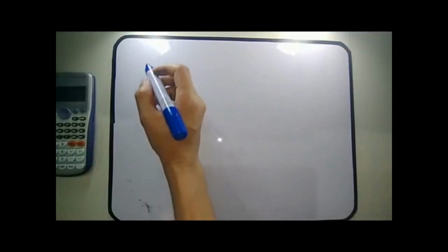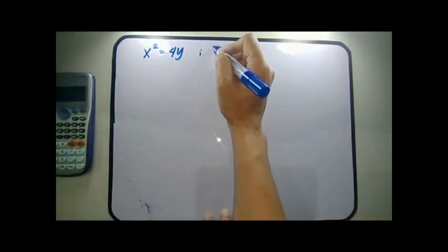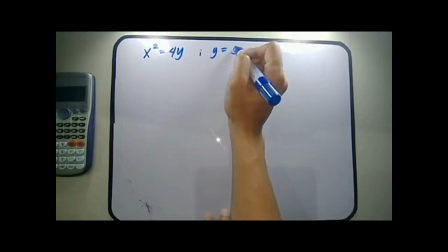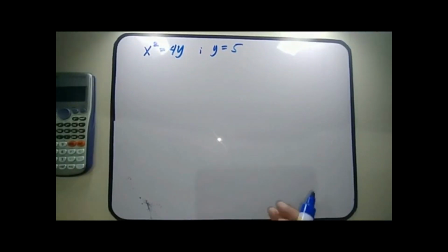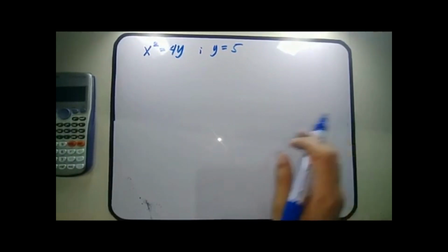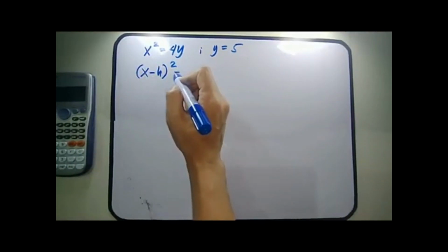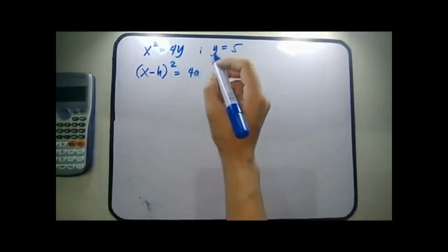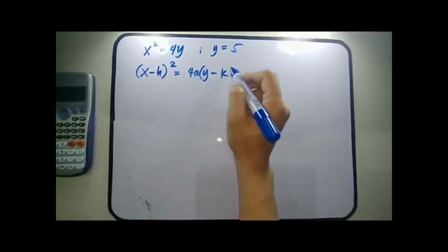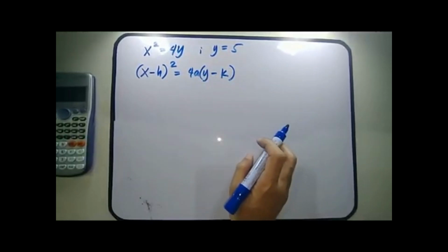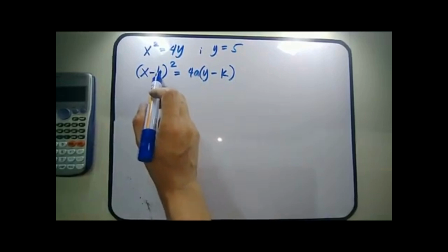So in our first problem, we have the parabola x squared is equal to 4y, and we have y is equal to 5. We are required to find the area bounded by these two curves. So first step, guys, is to plot the curve. You have here the form of a parabola, x minus h squared is equal to 4a times y minus k. By inspection, we don't have h and k, therefore the vertex is at 0. So you have a positive y.